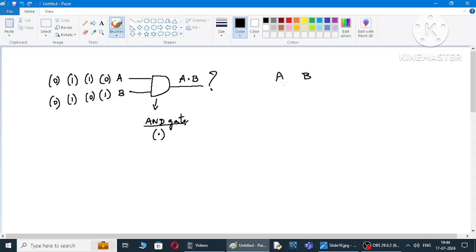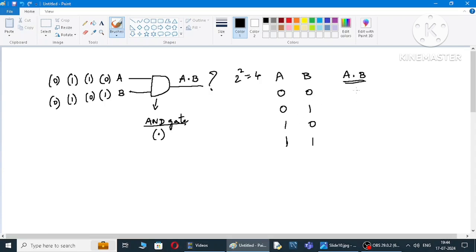So you have two inputs A, B and the answer is A dot B. So what are the different input combinations? Both are off. B is on. A is alone on. Both A and B are on. So these are the different input combinations. For two inputs there are four input combinations, that is 2 power 2.